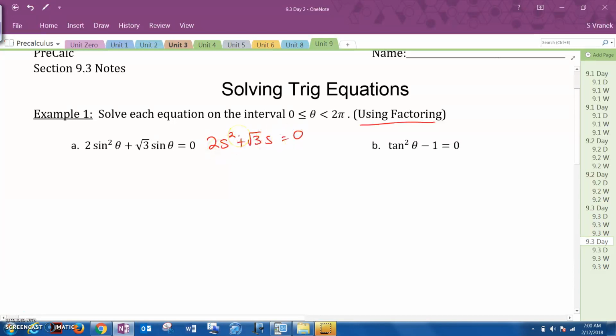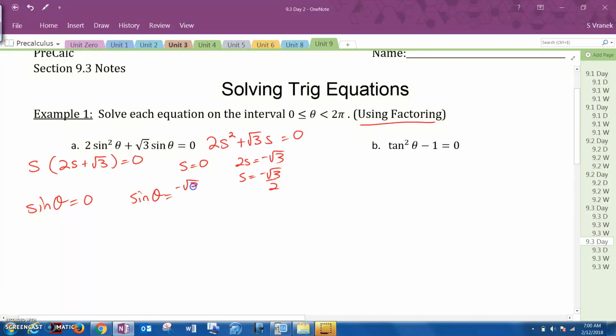Okay, so if those were x's, you would try to factor. Well, here there's a GCF you can take out. We can take an s out, a sine out, and then I'm left with 2s plus root 3. Now I can set both pieces equal to 0. I could say s equals 0 and 2s equals negative root 3, or s equals negative root 3 over 2. Alright, so if I rewrite the s's as sine thetas now, I get sine theta is equal to 0, and sine theta is equal to negative root 3 over 2.